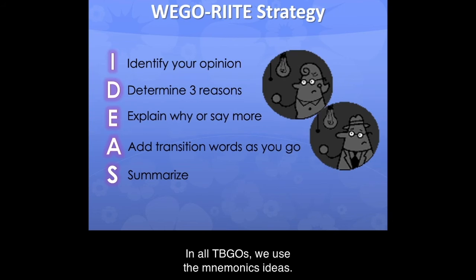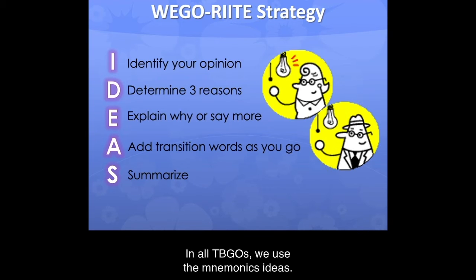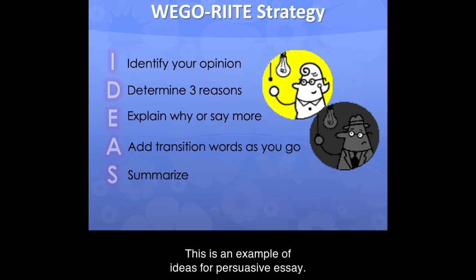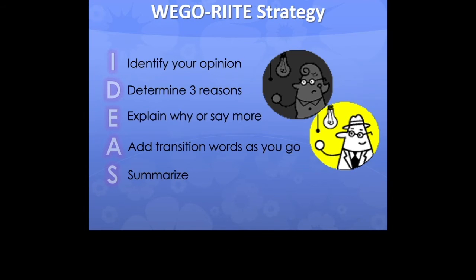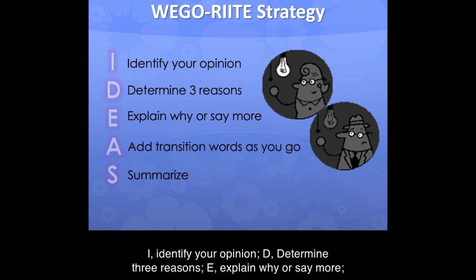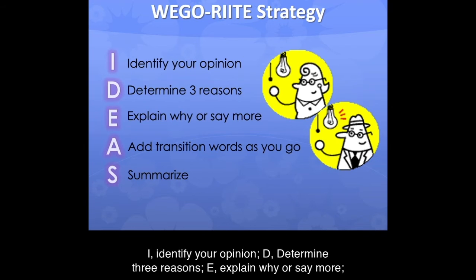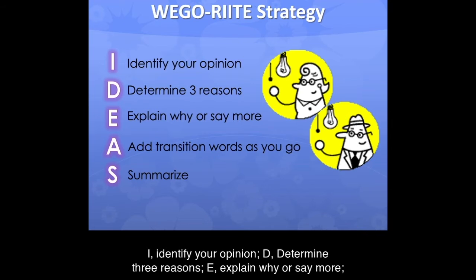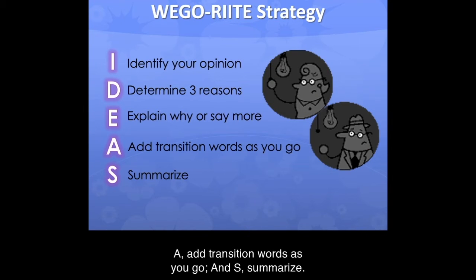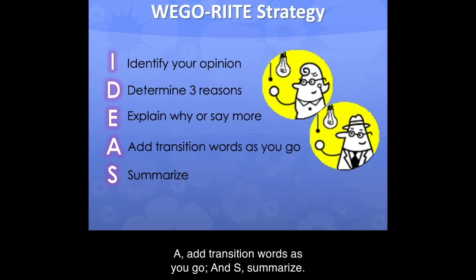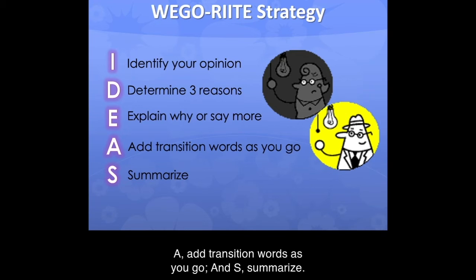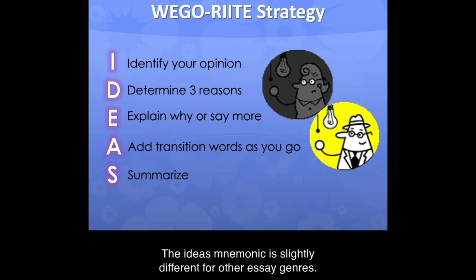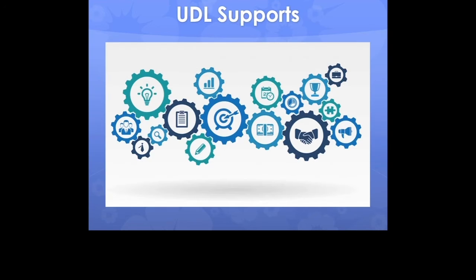In all TBGOs, we use the mnemonic IDEAS. This is an example of IDEAS for persuasive essay. I, identify your opinion. D, determine three reasons. E, explain why or say more. A, add transition words as you go. And S, summarize. The IDEAS mnemonic is slightly different for other essay genres.